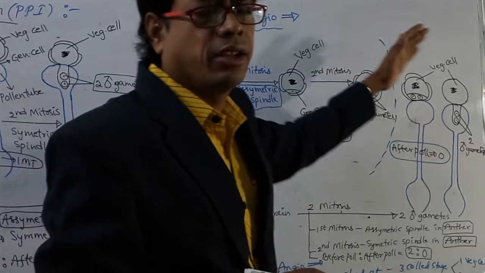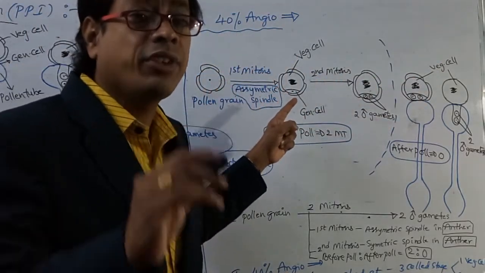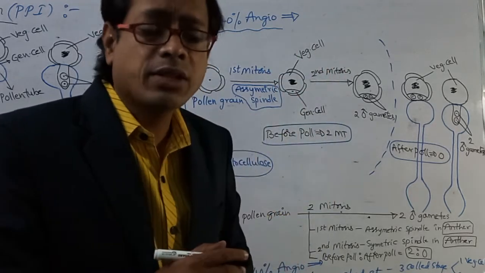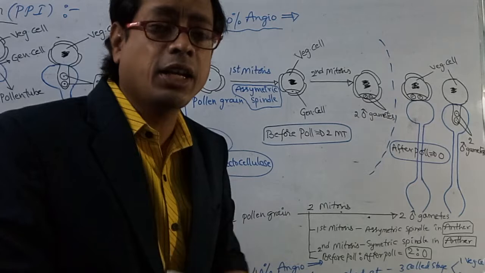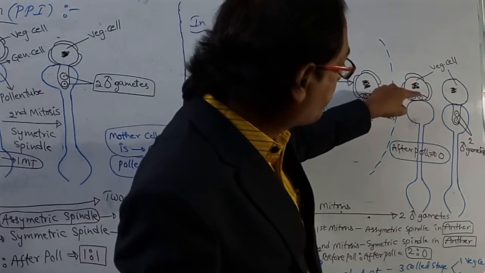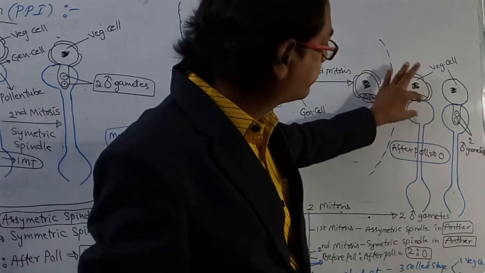Pollen grains are shed. In 40% of angiosperms, pollen grains are liberated at which cell stage? 3 cell stage. Whereas in 60% of angiosperms, pollen grains are liberated at 2 cell stage. So the pollen grains are deposited on stigma. This is the figure. Deposited.